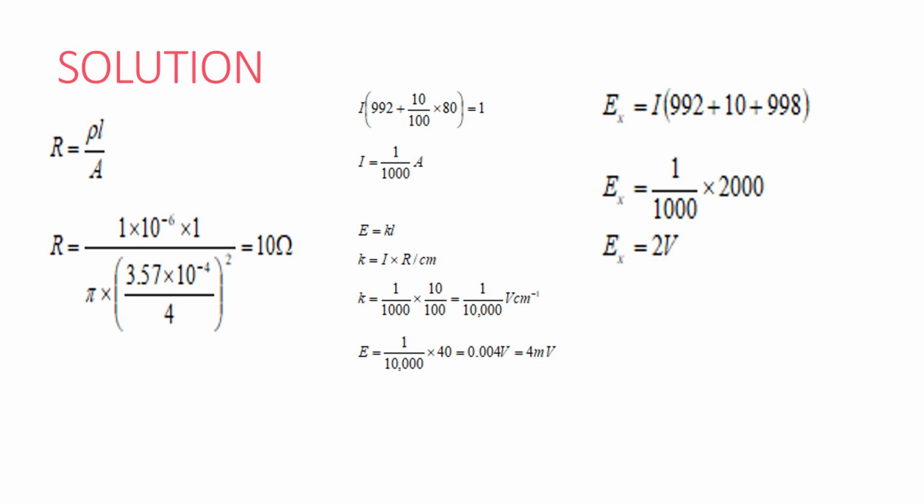Okay, then the last question is determining the EMF of cell X. So since we know the current passing through produced by cell X, and we also know the total, we can compute the total resistance of the primary circuit, 992 plus 10 plus 998, which gives 2000 ohms. 2000 times 1 over 1000 gives us 2 V. So we have got the EMF of the driver cell.